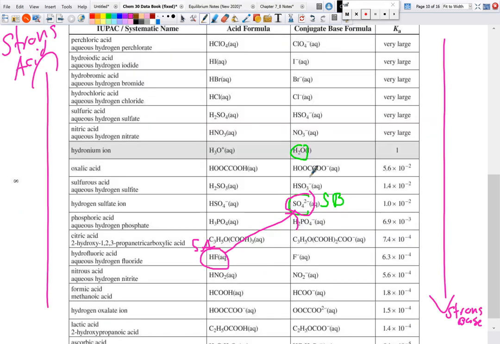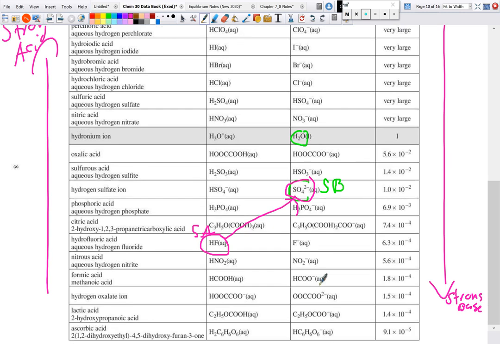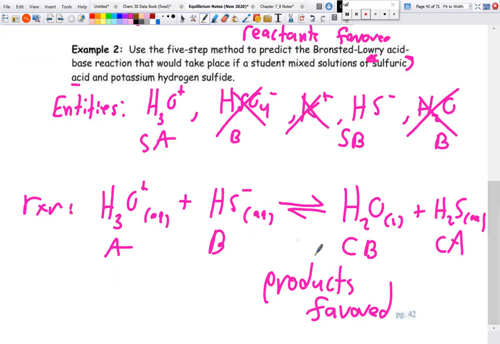Then when you look at your data booklet, you'll notice that our strongest base there, the one closest to the bottom right, down a lot further, is the hydrogen sulfide, HS-. And then, of course, our products are favored when you get that reaction.